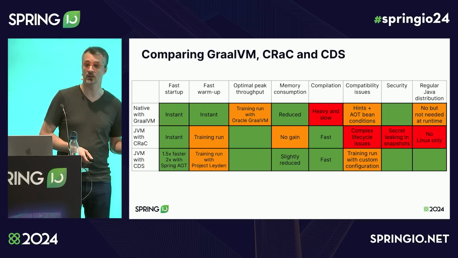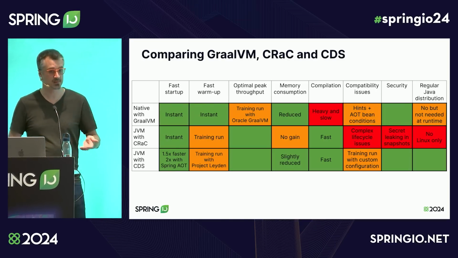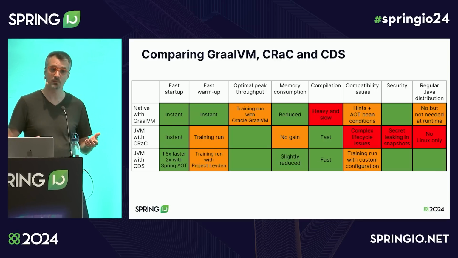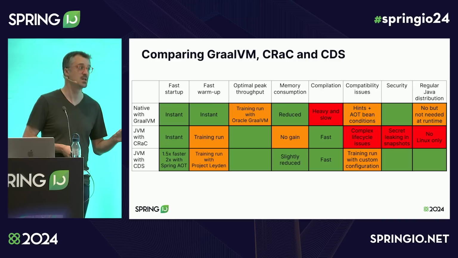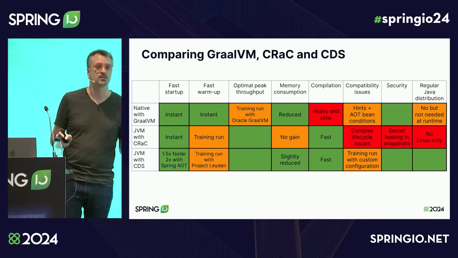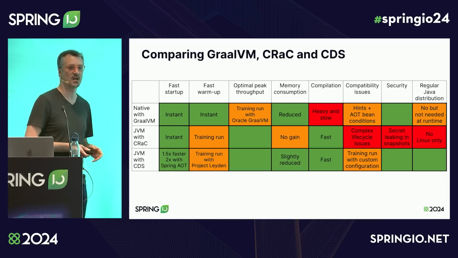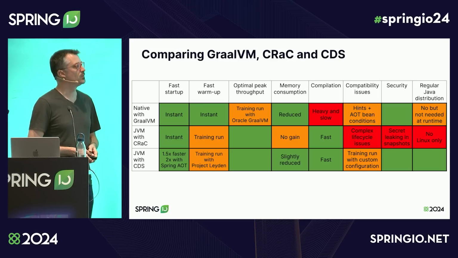Crack is Linux only. CRIU is a Linux technology, and if you are running on macOS, sure, you can use Docker and run Crack, but it's a Linux-only technology, and I'm not sure it will be integrated into the regular JVM at some point because that's a bit specific. So let's see, but there are a few blocking points.